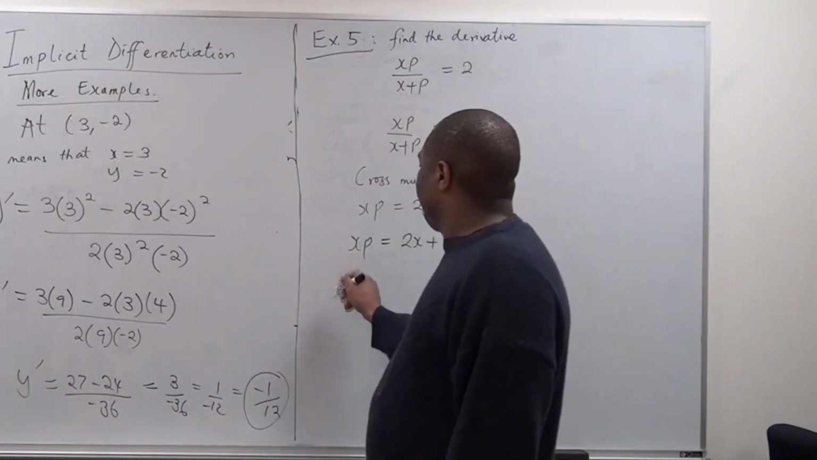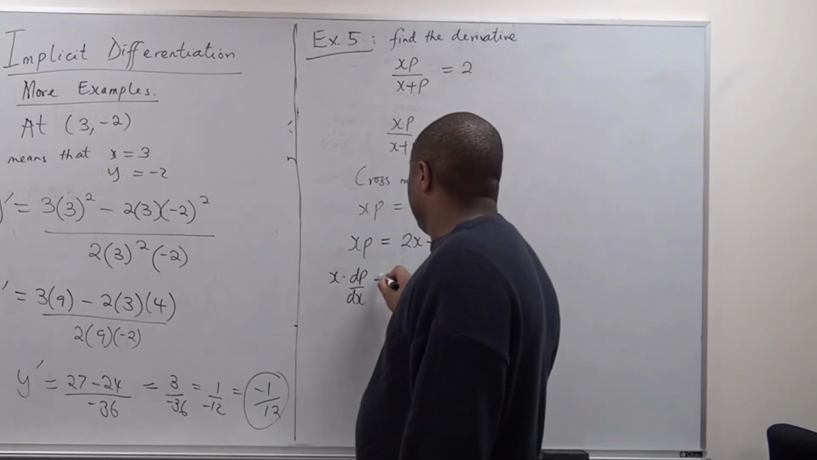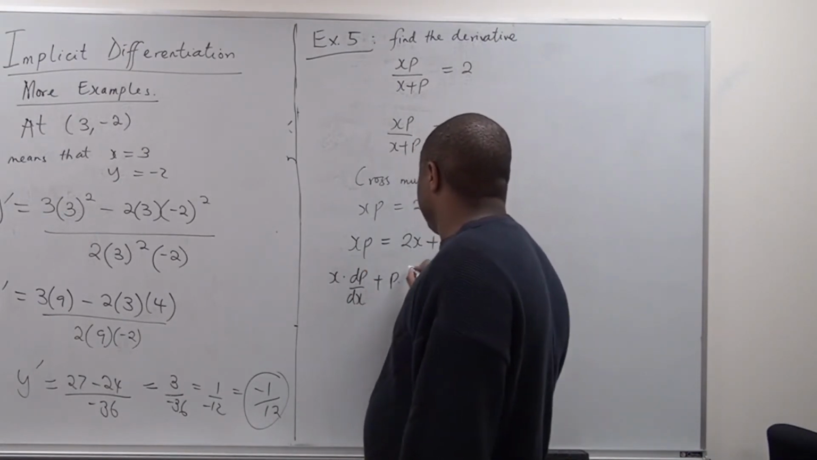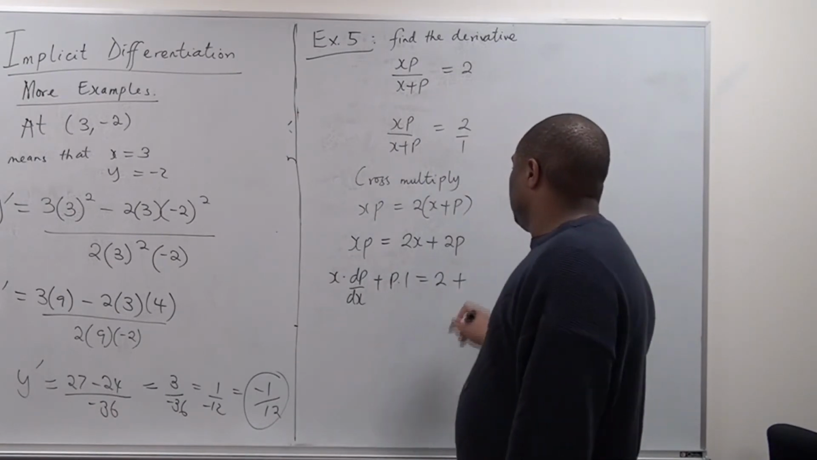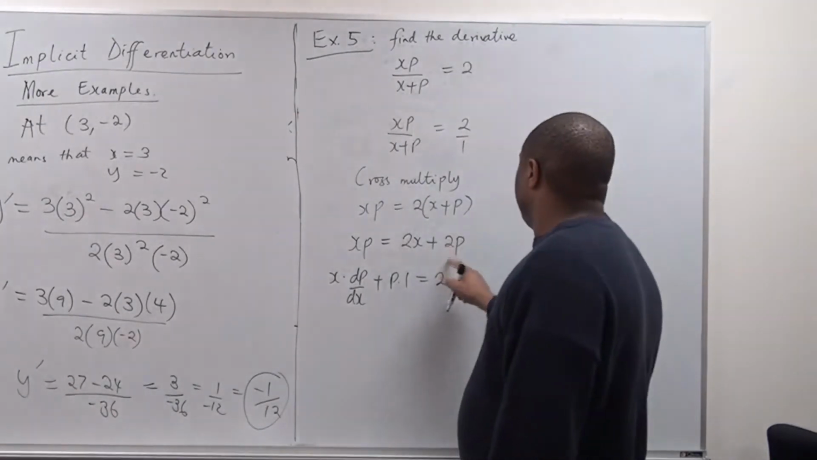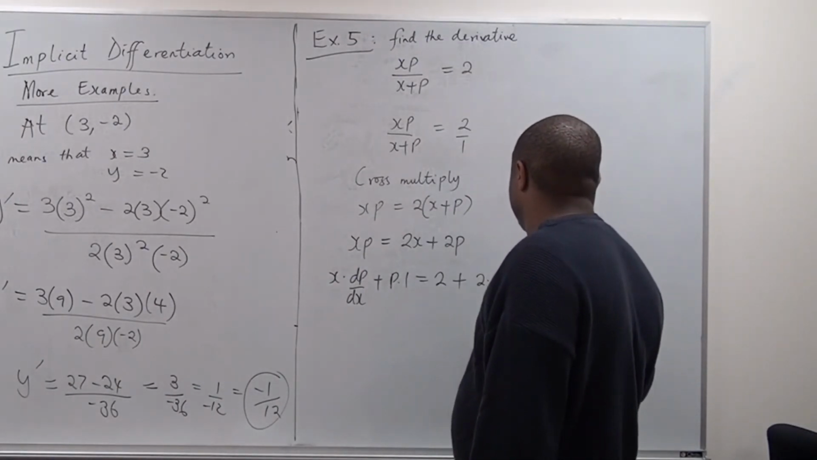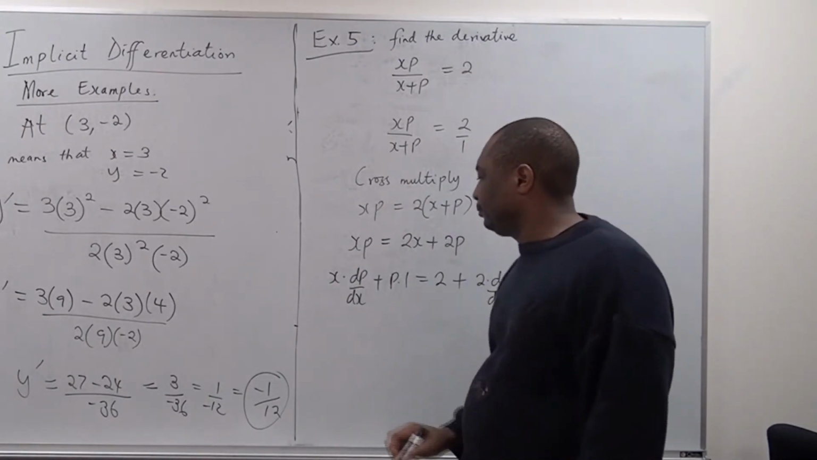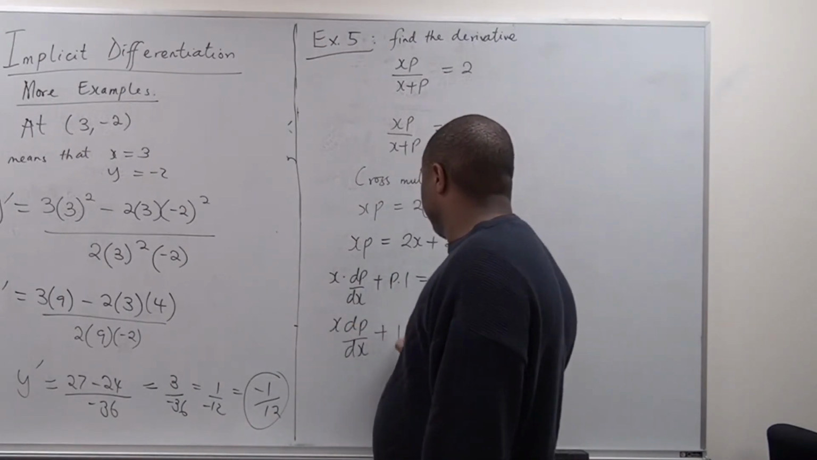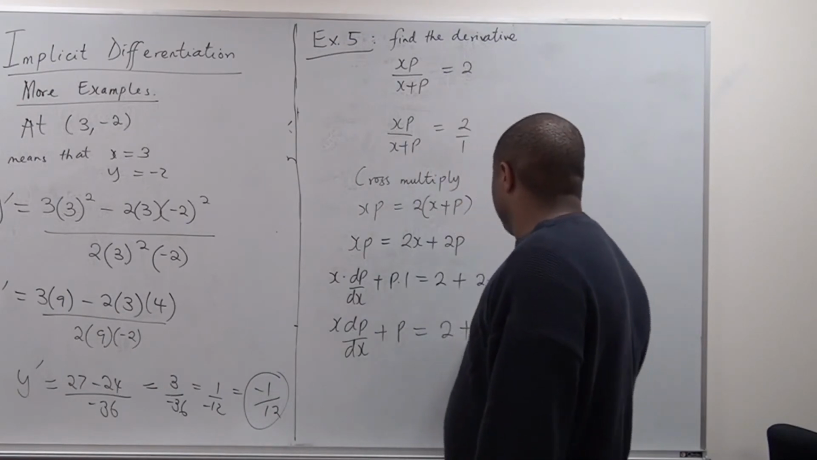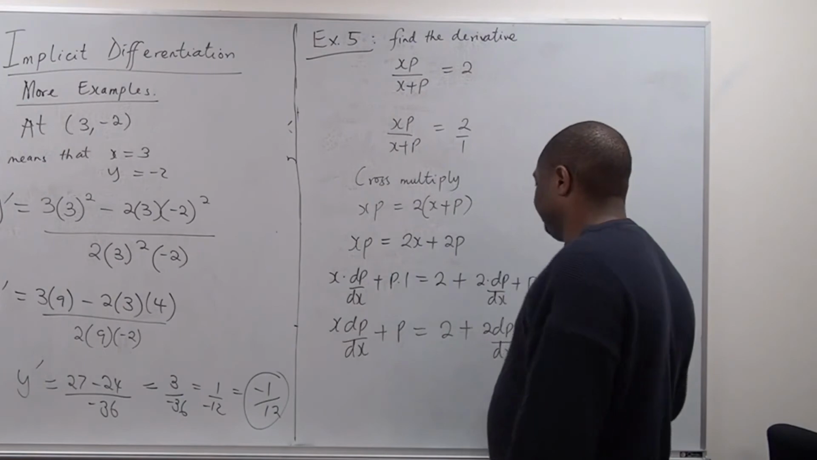So here you keep x constant, differentiate p, dp/dx, plus keep p constant, differentiate x, 1, equal to differentiate 2x, 2, plus differentiate 2p, keep 2 constant, differentiate p, dp/dx, plus keep p constant, differentiate 2, 0. So this is x dp/dx plus p, equal to 2 plus 2 dp/dx plus 0.